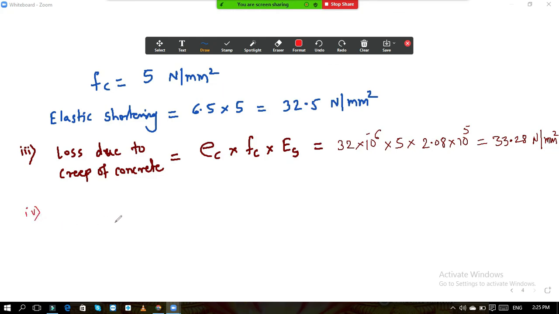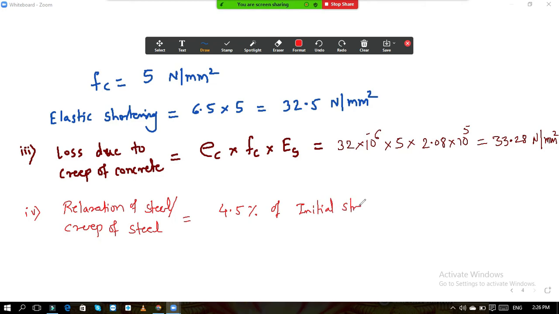Now the fourth loss, relaxation of steel, or it is also called as creep of steel, which is equal to 4.5% of initial stress. So I will write here, it is given in the problem, 4.5% of initial stress in steel.